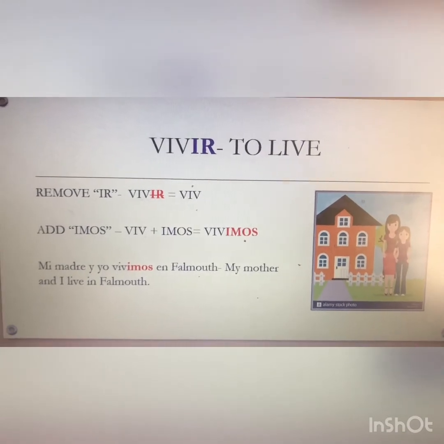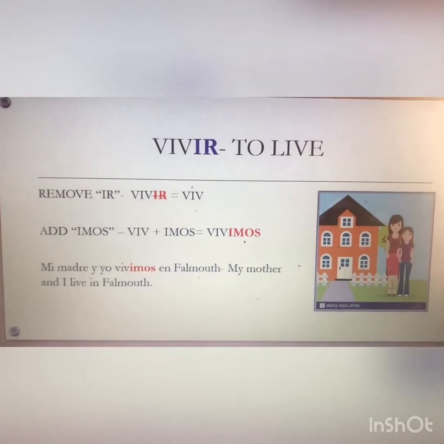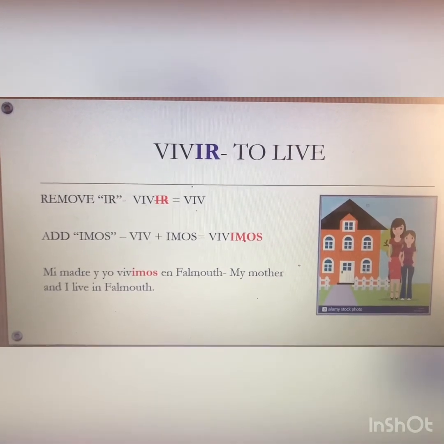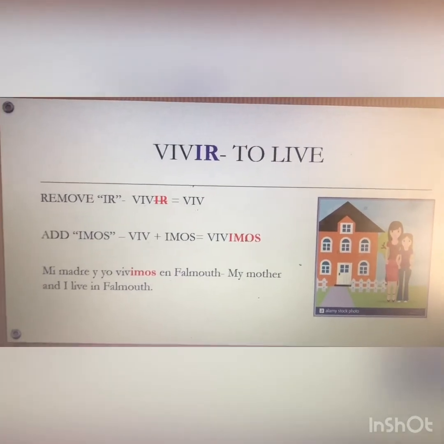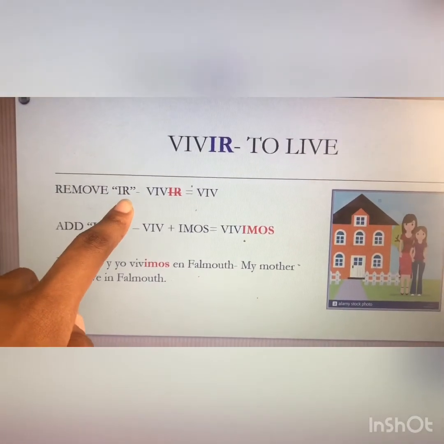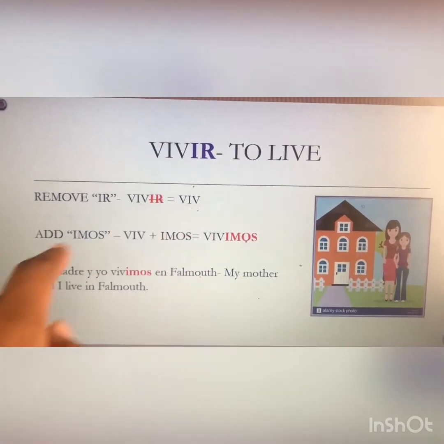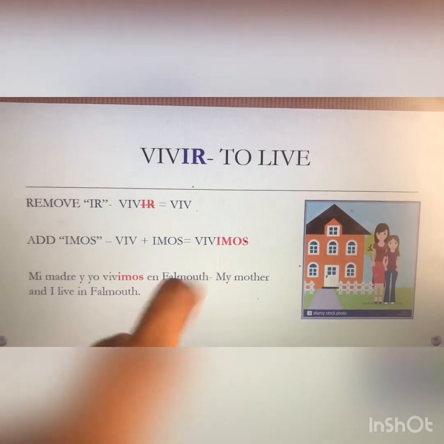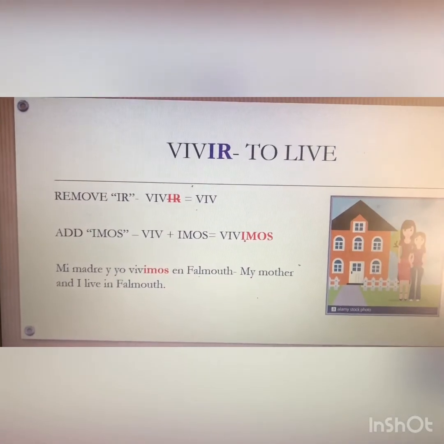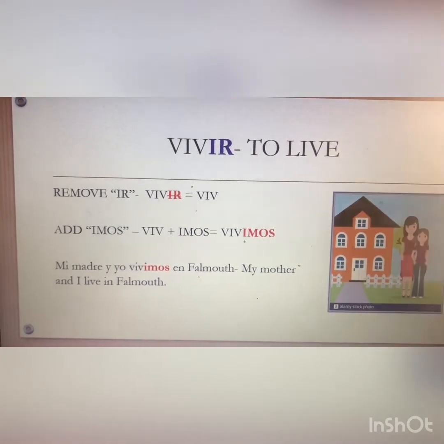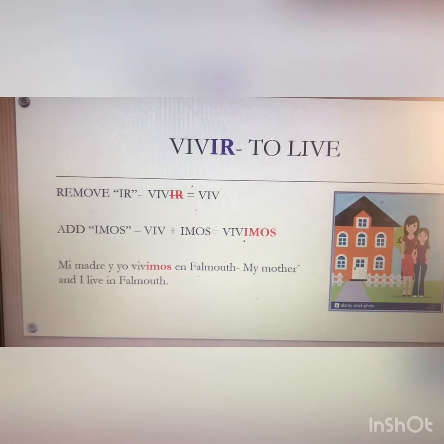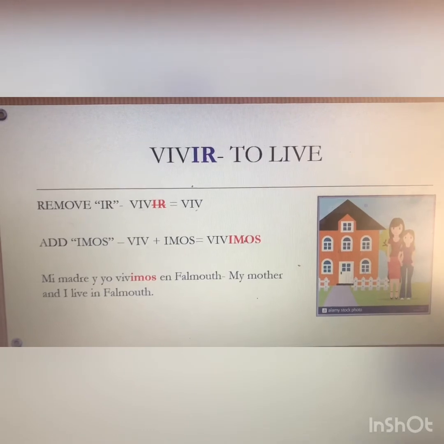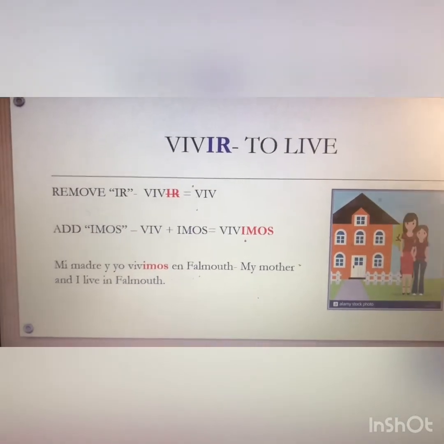Finally, we're going to do an IR ending verb, and this one is vivir, which means to live. So the steps shown before said that we should remove the IR and then add imos, I-M-O-S. So when we remove the IR from vivir, we end up with viv. When we add imos, we end up with vivimos. So, I have an example of a sentence here. Mi madre y yo vivimos en Falmouth. My mother and I live in Falmouth. Or I could have easily said, Nosotros vivimos en Falmouth, meaning we live in Falmouth.